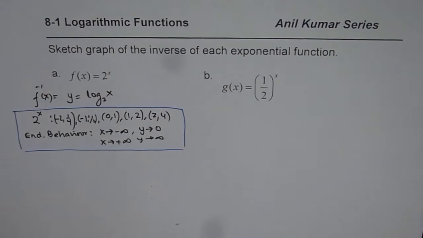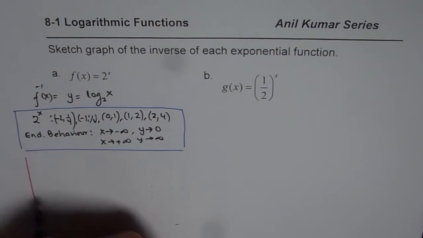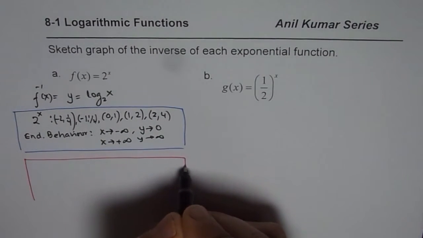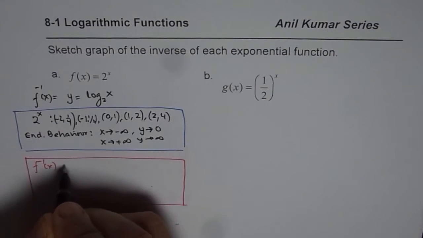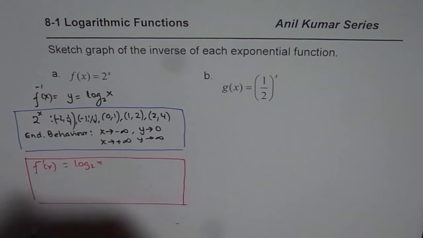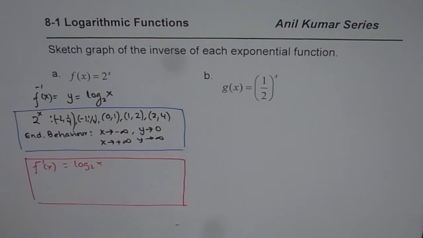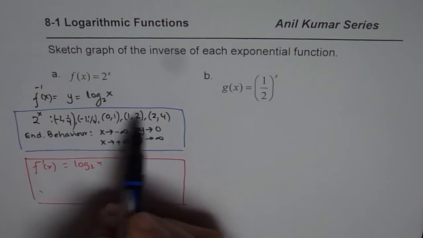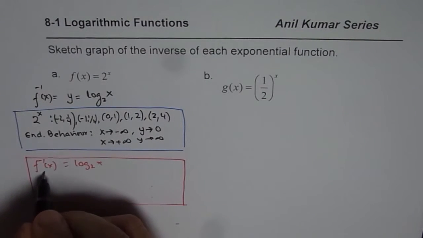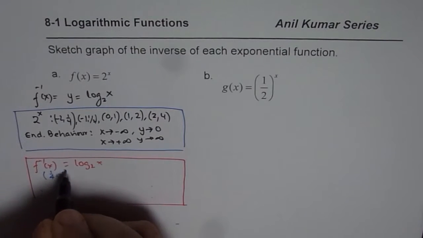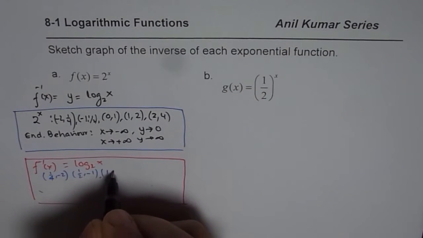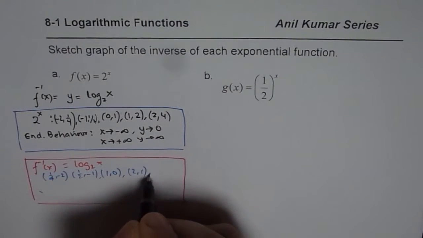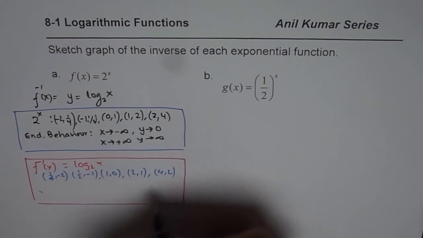Now how about the inverse? For the inverse, we have to flip these points and get the real points, correct? So let me just put it in another box, and this time we'll do f inverse of x, which for us is log to the base 2 of x, correct? Now the key points can be the same points but flipped, right? So we could write those points as 1 over 4, minus 2; half, minus 1; 1, 0; 2, 1; 4, 2. So kind of easy, right?